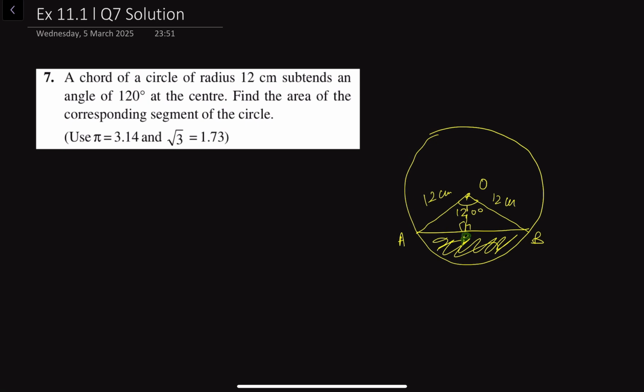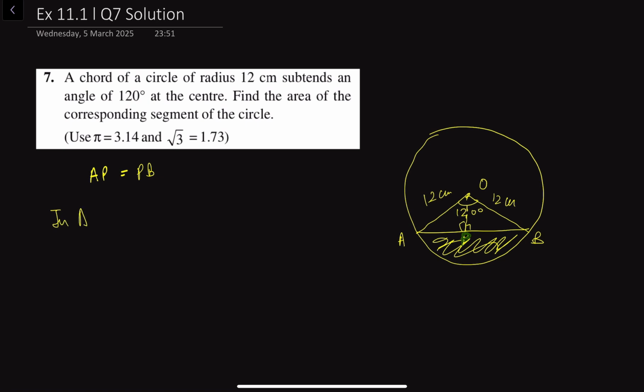Now OP is perpendicular to AB. Since we know OA is equal to OB, it will bisect the angle as well as the chord AB, right? So we know that AP is equal to PB because a perpendicular drawn from the center will bisect it.